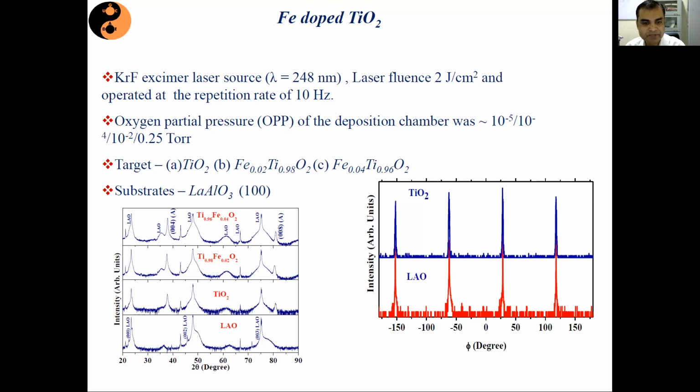TiO2 can be obtained in different phases. It can be stable in anatase phase also. It can be present in Brookite phase also, Magnelli phase also. So there are different phases possible as far as TiO2 is concerned. So the phase can be tuned by properly choosing your substrate as well as properly choosing your deposition condition.